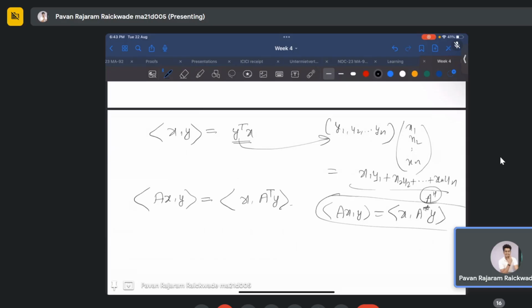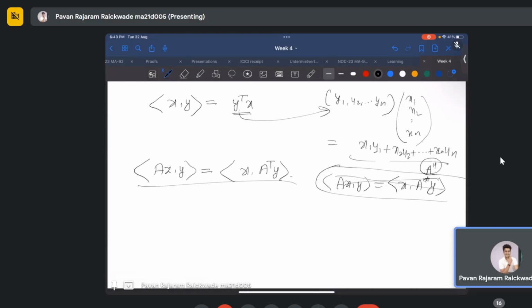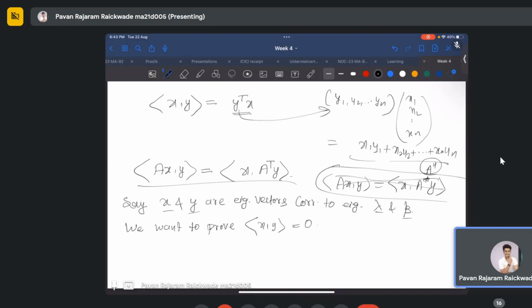So because of real matrices, we can ignore this conjugate transpose case and let's see this one. So now say x and y are eigenvectors corresponding to eigenvalues lambda and beta, suppose. These are two distinct eigenvalues and these are corresponding eigenvectors x and y. What we want to prove is that inner product of x with y is 0. Right? That's what it means, that eigenvectors corresponding to distinct eigenvalues are orthogonal.